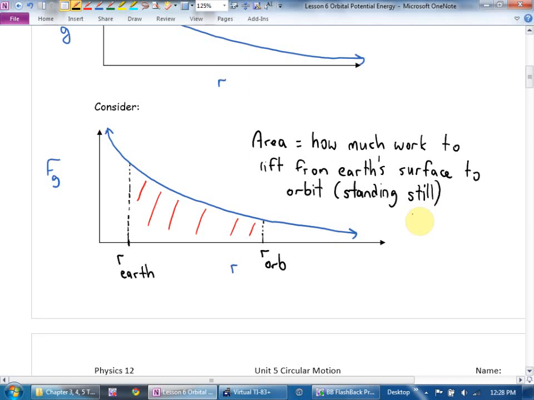Not only are the potential energy numbers huge, but did we calculate orbital speed last day? So think half mv squared of those things, and they were big numbers. You have to get that much kinetic energy as well to keep it up there. That's all got to come from the fuel cells, from the rockets, from the reactor, however you're powering your object. It's all got to come from somewhere, because energy is conserved.